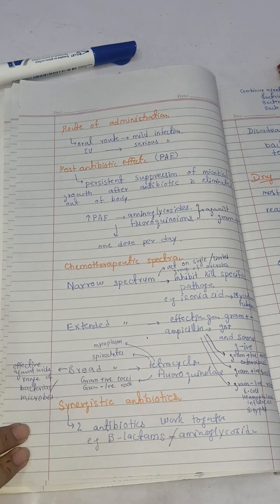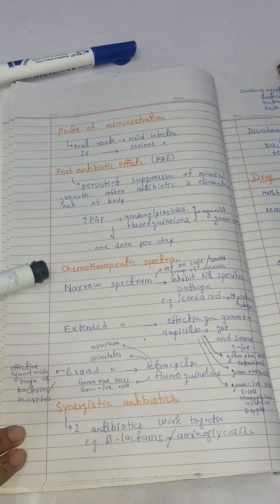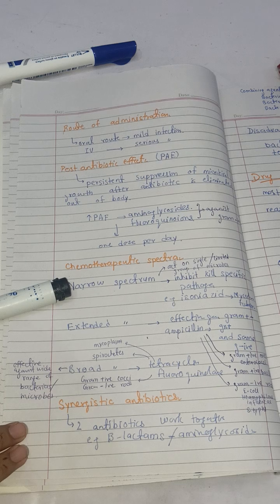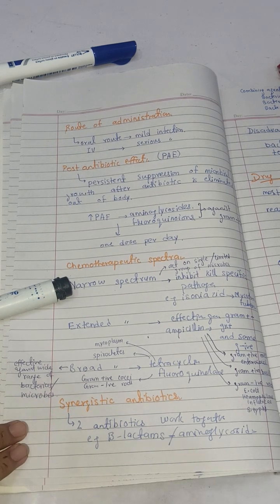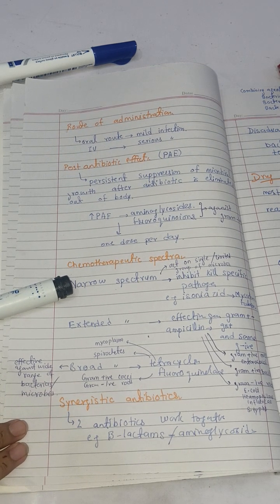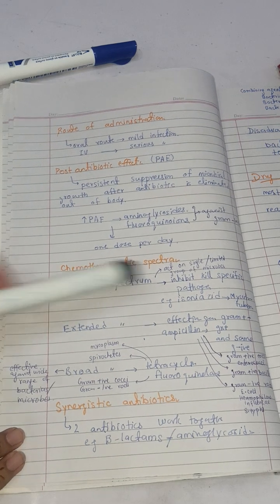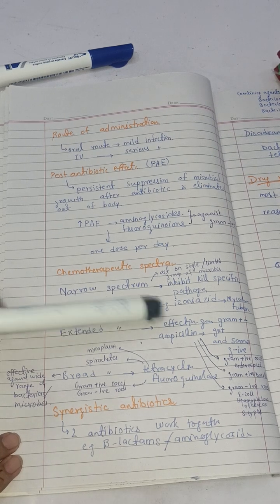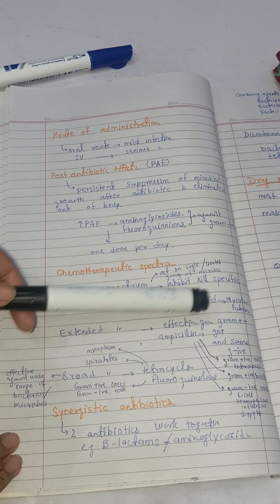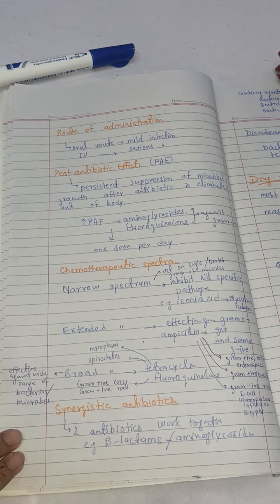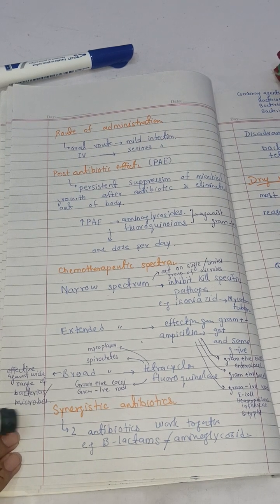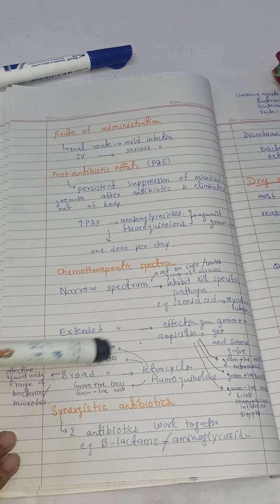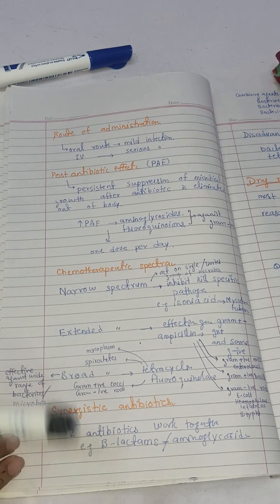Chemotherapeutic spectra: narrow spectrum, extended spectrum, or broad spectrum. Narrow spectrum acts on a single group of microbes, so it targets a specific pathogen, like isoniazid, which kills Mycobacterium tuberculosis. Extended spectrum is effective against gram positive and some gram negative bacteria, like amoxicillin. So I am revising the previous lecture. Broad spectrum drugs are used for killing all the bacteria, like tetracycline and chloramphenicol. They kill all types of microbes.